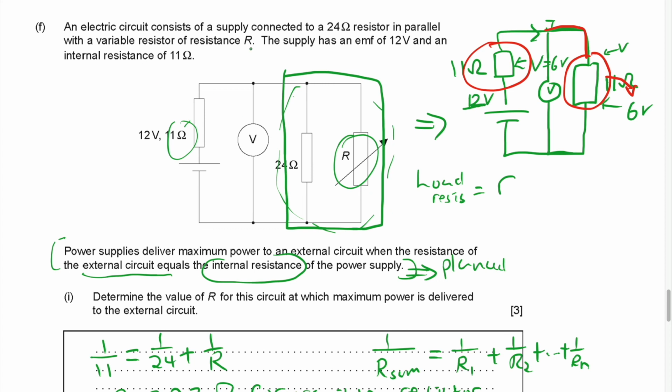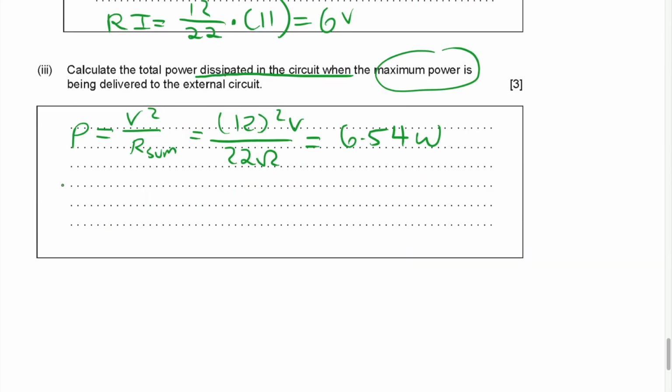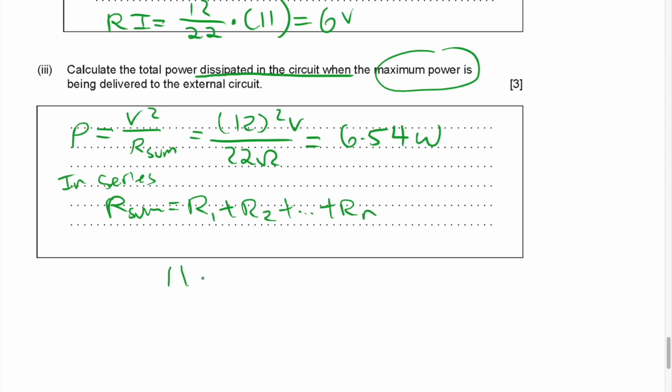If you don't see why, here is the electromotive force, which is 12 volt. And here, because the internal resistance and the external resistor are connected in series, we are just going to add them up to get the sum of resistance. So when resistances are in series, our sum is equal to R1 plus R2 plus ... plus Rn. So this is the formula we use. For this problem, it's simply 11 ohm plus 11 ohm is equal to 22 ohm.